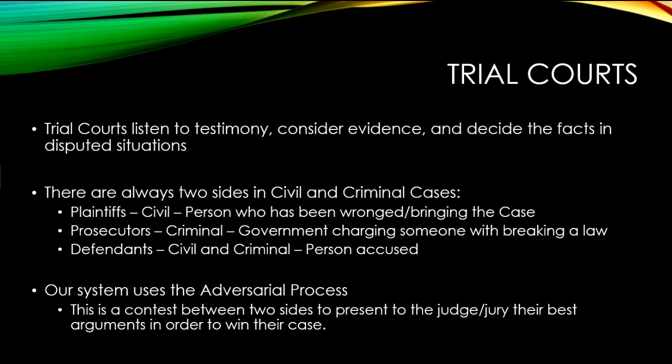So trial courts are our first type of court system that we're going to look at. Trial court systems are pretty much the basic court systems that we think of, both in civil and in criminal cases. Trial courts are there to listen to testimony. So they're going to listen to witnesses from the police, from the defendant's side, the prosecution side. They're there to consider evidence, be it physical pictures or actual items. And they're going to be the ones that decide the facts in disputed situations. So that's what a trial court is there to do, okay?